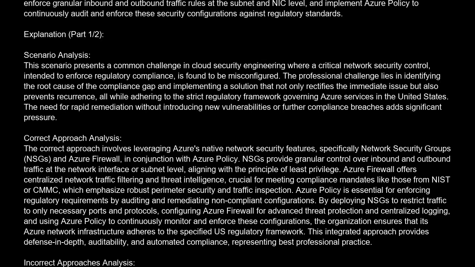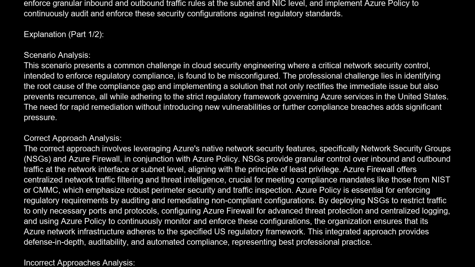The correct answer is B. Deploy Azure Firewall for centralized threat protection and traffic filtering. Configure network security groups, NSG, to enforce granular inbound and outbound traffic rules at the subnet and NIC level, and implement Azure policy to continuously audit and enforce these security configurations against regulatory standards.